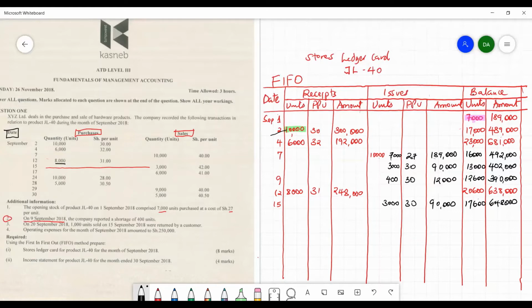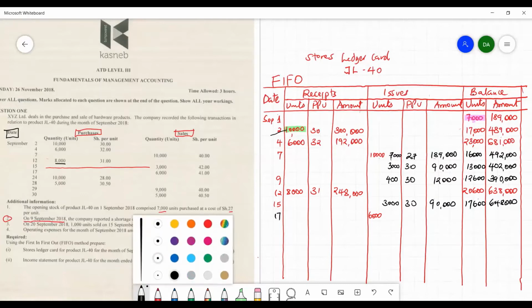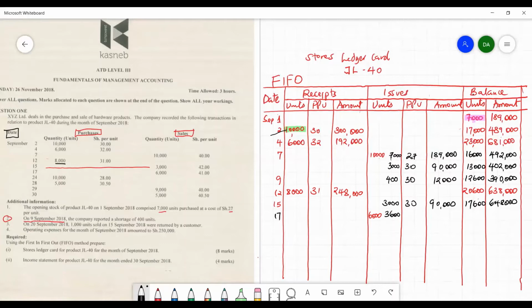On 17th, there is another issue of 6,000 units. As we issue 6,000 units, we are going to issue the 6,000 units as follows. From the batch of 10,000, we are now remaining with 3,600. So first issue 3,600. From this batch of 10,000, we can only issue 3,600, after which it becomes exhausted. Each equal to 30.